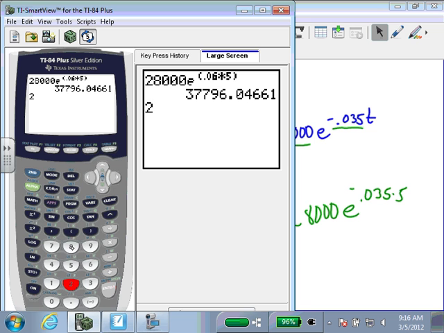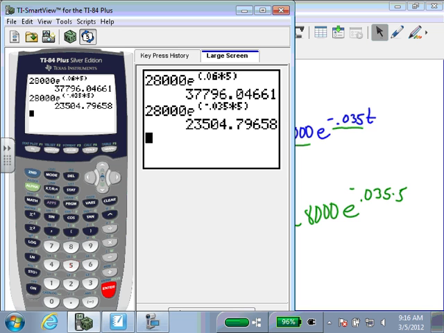And I need parentheses again, negative 0.035. As you can see, the population got smaller. Now there's only 23,505 people in the town.